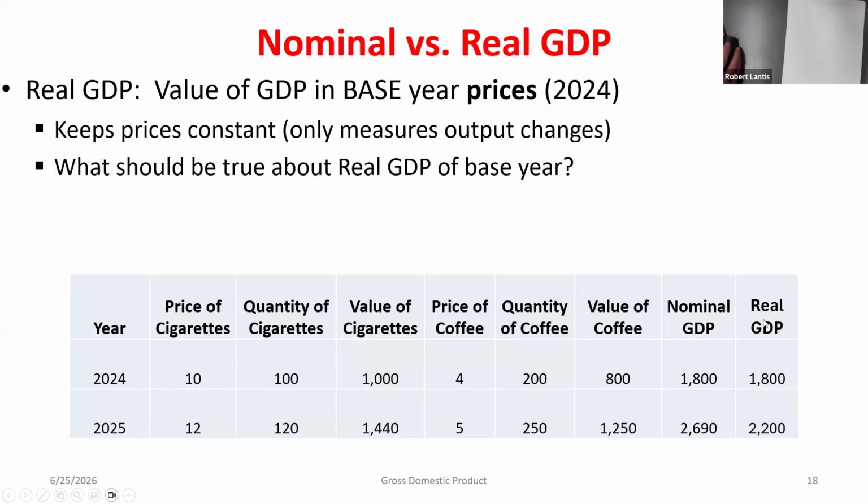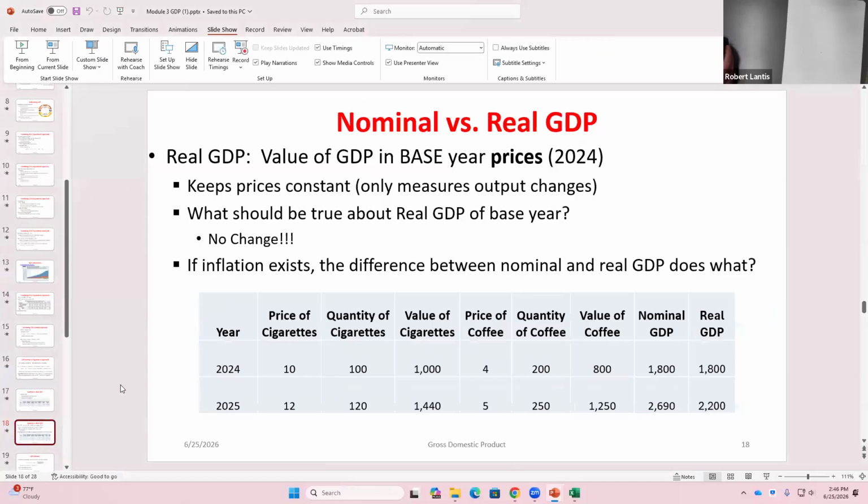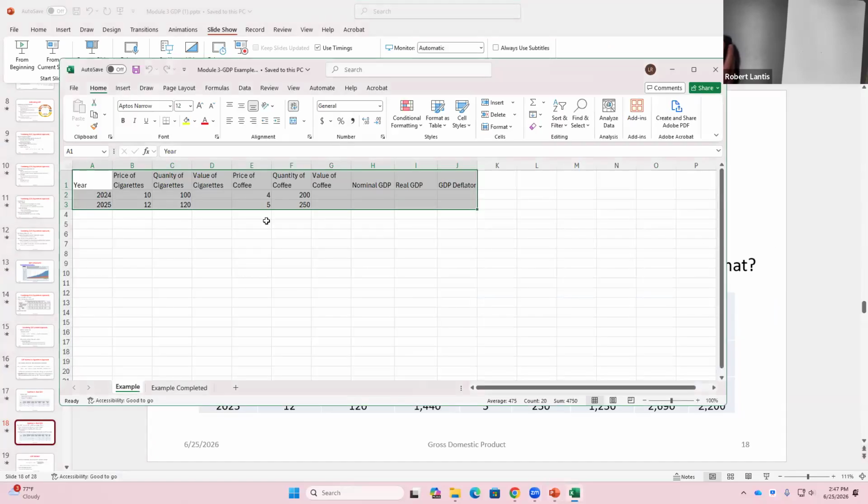I mean, it will still increase as long as the output increases, but it might not increase by as much. So let's look at this in Excel form and then think about how inflation impacts nominal and real GDP. So I'm going to open up that Excel file.